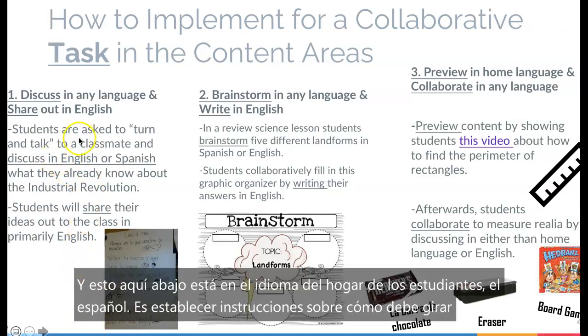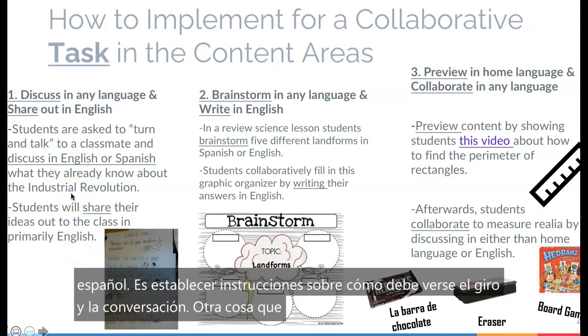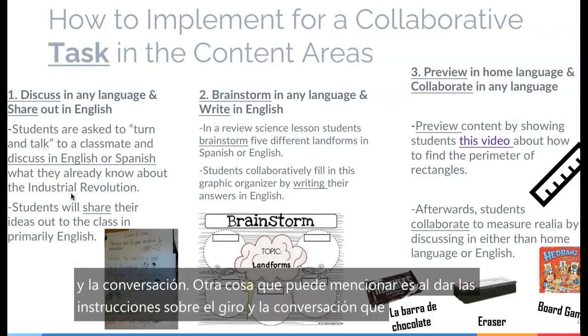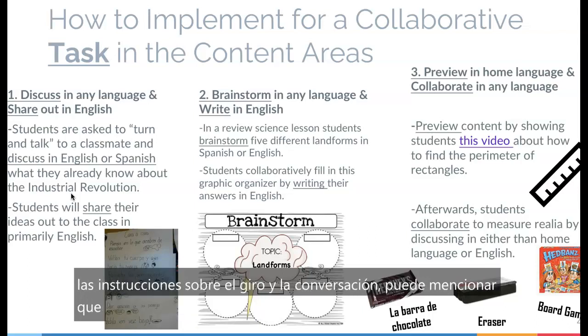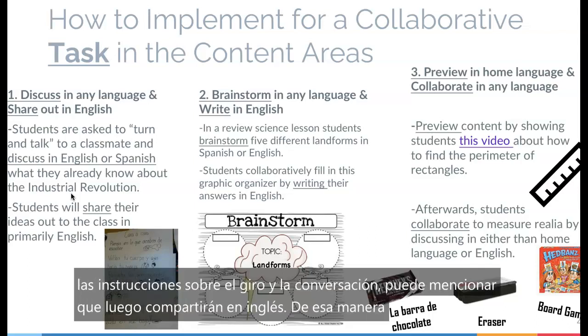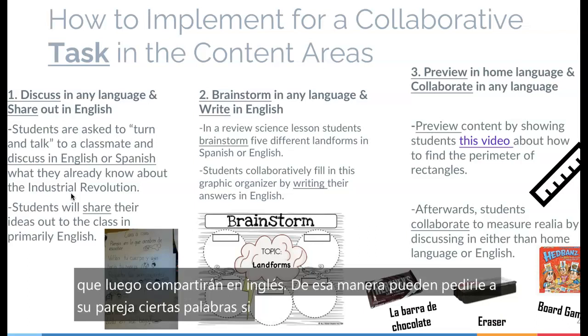Another thing you can mention is while giving the directions about the turn and talk, you can mention that afterwards they will be sharing out in English. That way they can ask their partner for certain words if they need to know them and kind of prepare for what they're going to share in English.